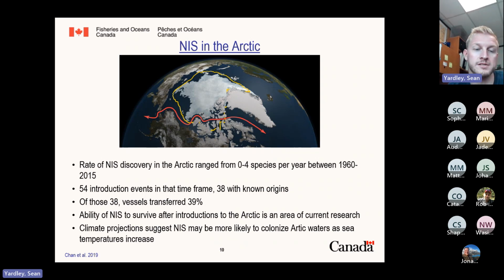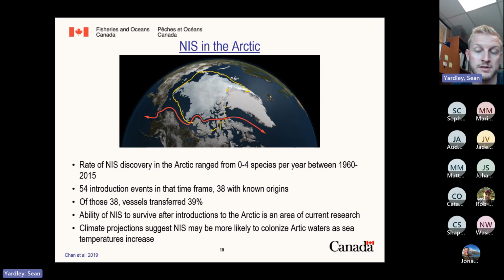And the idea here is that climate projections are suggesting that NIS may be more likely to colonize Arctic waters as sea temperature increases. As we start to see more species introduced from southern latitudes that otherwise may not have survived in harsh Arctic conditions, as those conditions slightly start to warm, we may start to see more and more organisms that are able to persist in the Arctic environment. So this is an area of research that we're interested in.